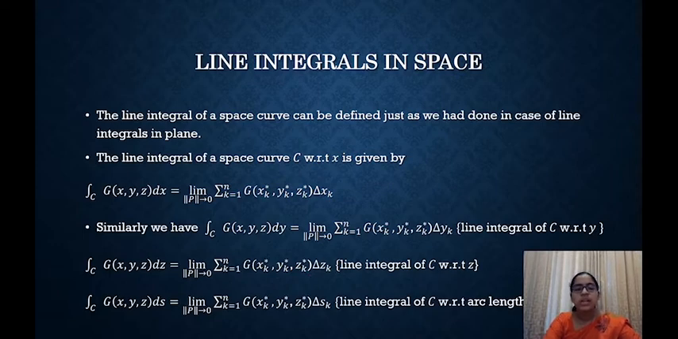And here also we will have the line integral over C with respect to the arc length, that is, the integral over C of g(x, y, z) ds, which will be equal to the limit as the norm of P tends to 0 of the summation k equal to 1 to n of g(xk*, yk*, zk*) times delta sk. So it is very much similar to the line integrals in the plane.